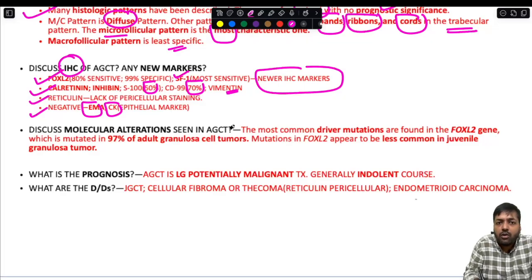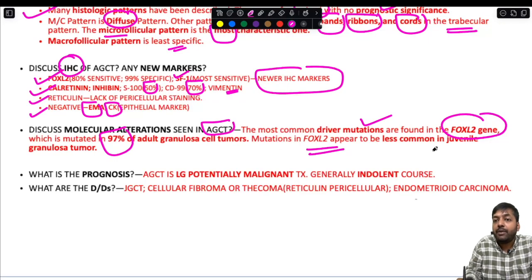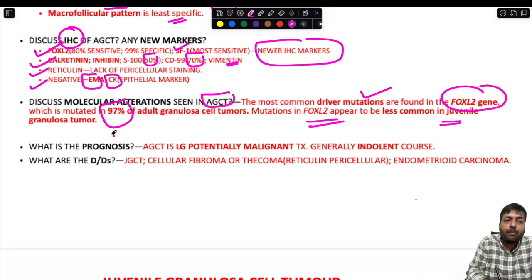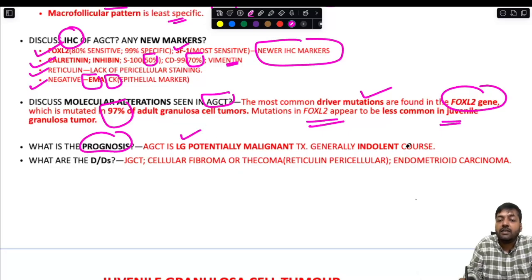Discuss the molecular alteration seen in adult granulosa cell tumor. The most common driver mutation is in the FOXL2 gene, which is mutated in around 97% of cases of adult granulosa cell tumor. Mutations in the FOXL2 gene appear to be less common in juvenile granulosa cell tumor. So what is the prognosis of AGCT? It is a low-grade, potentially malignant tumor with a generally indolent course. This is the most correct form of prognostic information in a single line.